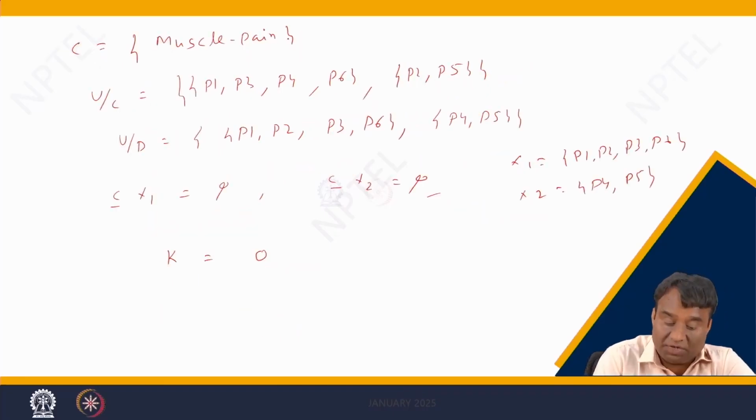Now consider c equal to muscle pain. So here U by c is P1, P3, P4, P6, P2, P5. This is x1, this is x2. So see here P1, P3, so P4 is not here, again P4, and also this is not here, not here P2, P5. So for this x2 lower approximation also 5, so k equal to 0.